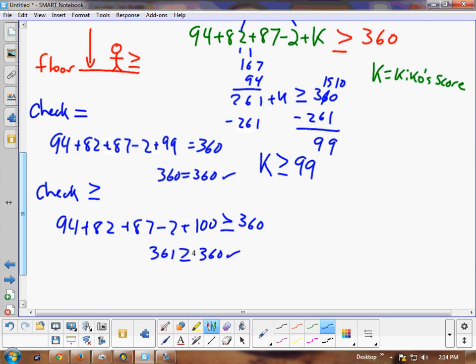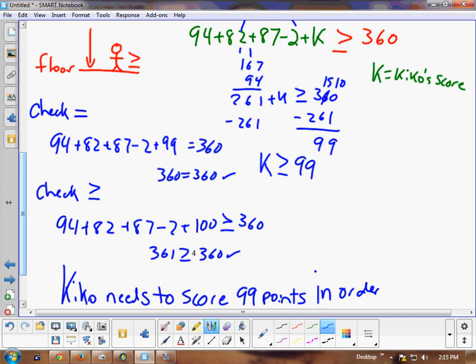And then don't forget to write your answer out. Kiko needs to score 99 points. And we could write in order for her team to win.